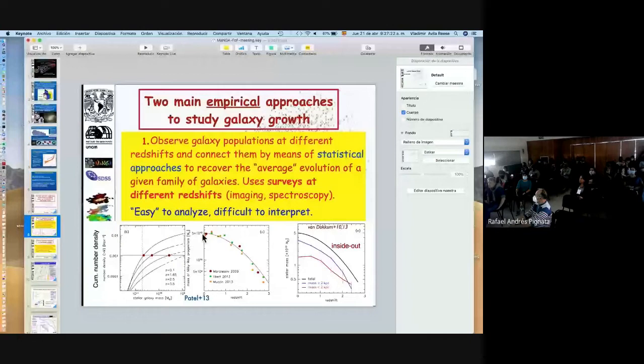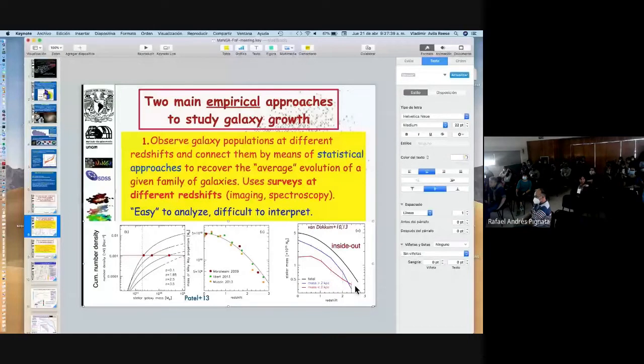And even several works, like van Dokkum and others, can follow how the inner part evolves in these selected galaxies in different redshift surveys at different redshifts. The inner part, which is the red one, for example, and the outer part. Here, clearly you see an inside-out growth.